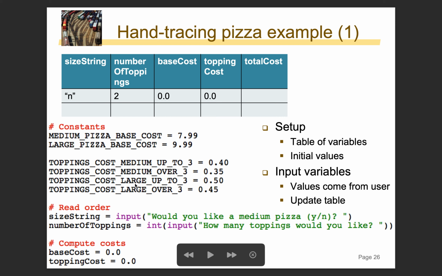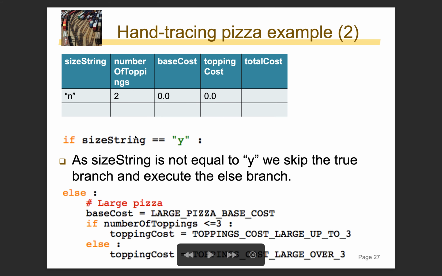Okay, and then as we work our way through the program, it's going to update the table. So if size string is yes, well, size string is not yes, so we skip the true branch and execute the else branch. And the else branch tells us that for the large pizza, the base cost should be the large pizza base cost. So then we're going to update the value in this table for base cost. It's going to go from 0.0 to the large pizza base cost, and then we're going to look at the next if statement.